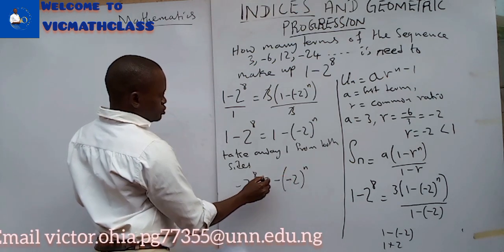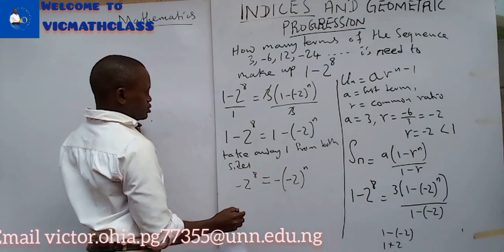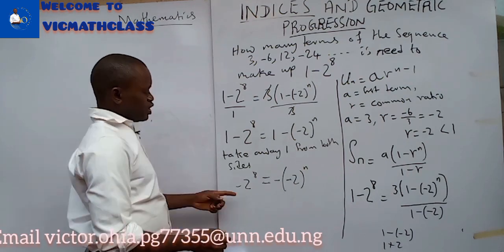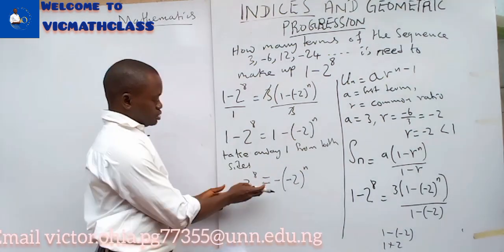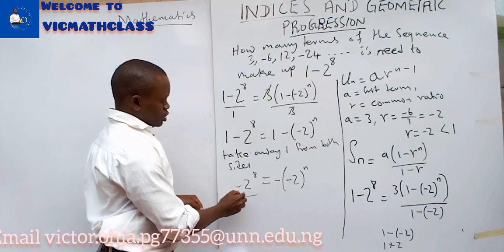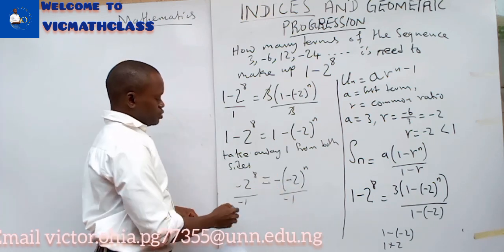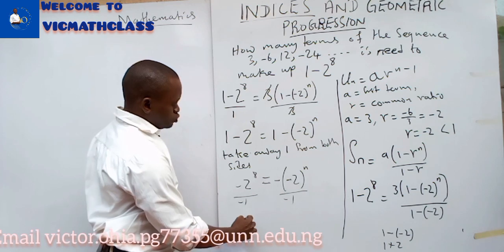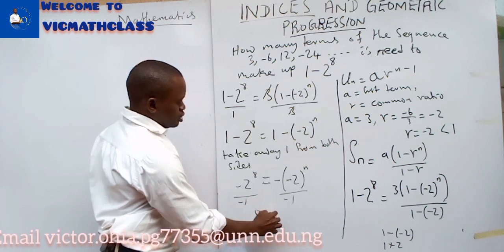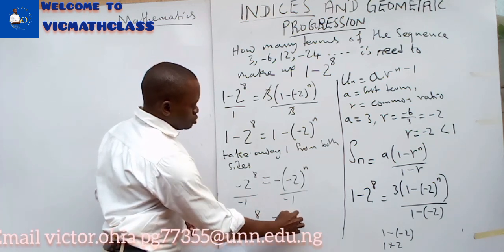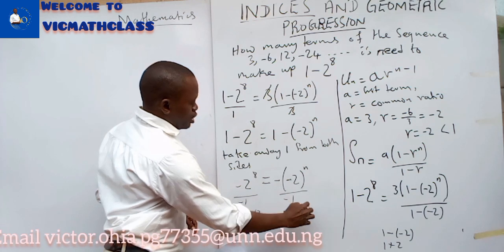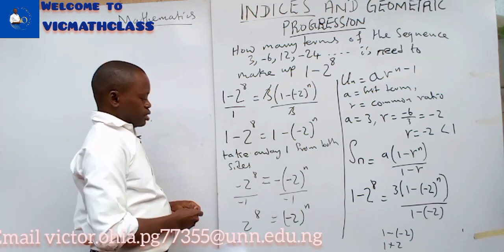If you look here again, you realize that if I divide both sides by minus 1 so that this negativity can go, here will be minus 1, here will be minus 1, so that I can take away this and take away this, and I will have 2 raised to power 8 left equals minus 2 raised to power n.